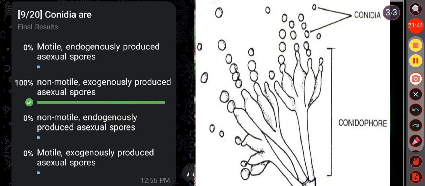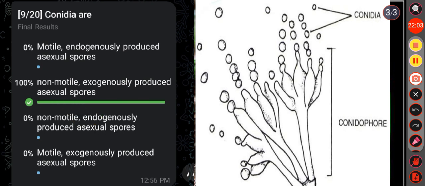Then next question, Conidia are option A motile endogenously produced asexual spores, option B non-motile exogenously produced asexual spores, option C non-motile endogenously produced asexual spores, option D motile exogenously produced asexual spores. Here the correct answer is option B, that is Conidia are non-motile exogenously produced asexual spores.